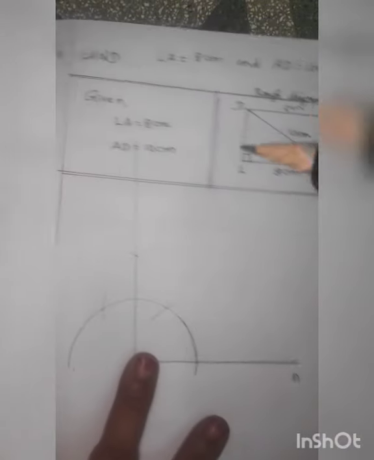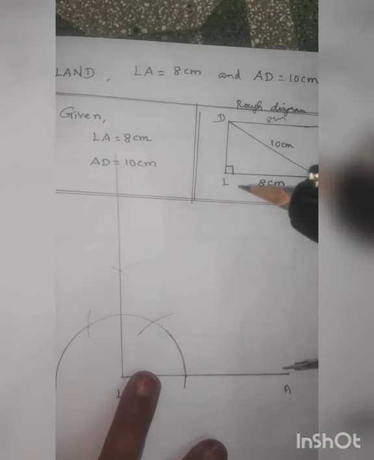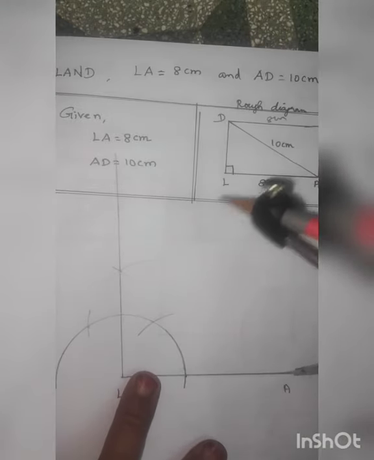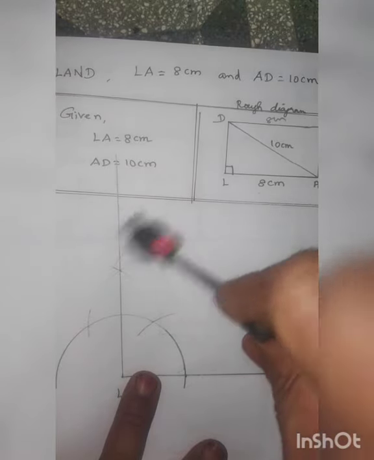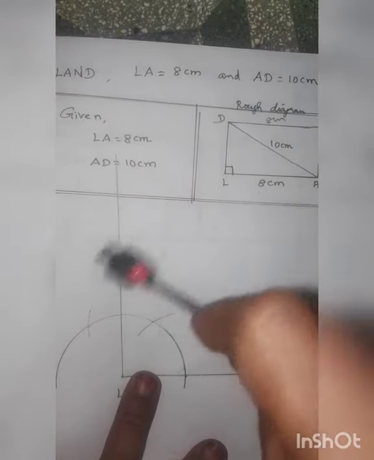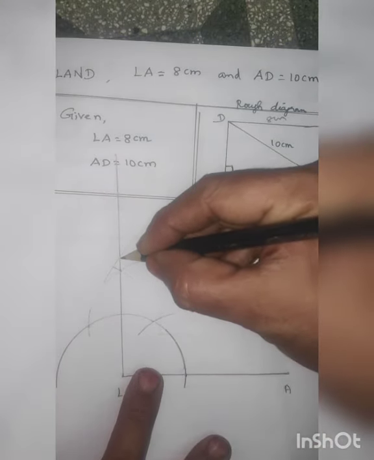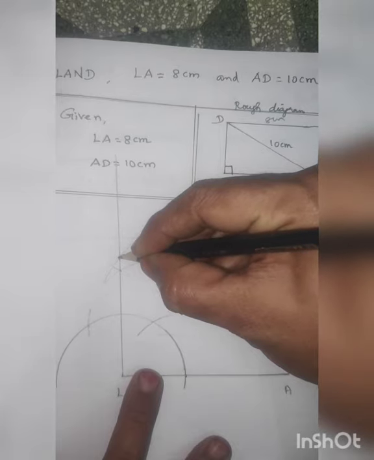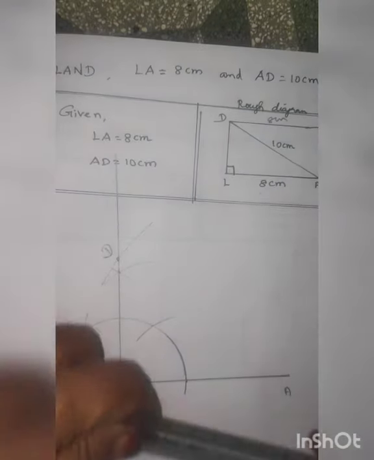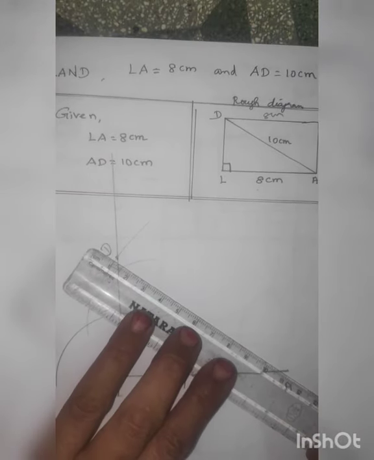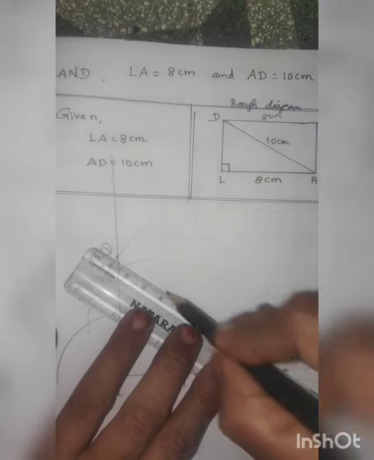Where you want to keep, cut the arc of 10 centimeter. Keep at point A and cut the arc on this line. Now from point A, here you cut the arc. Now the cutting point, look very carefully there. What is this point? This is point D. Now these two points A and D, you join. A and D join there.